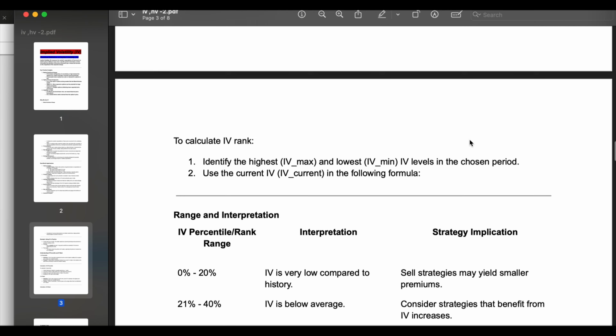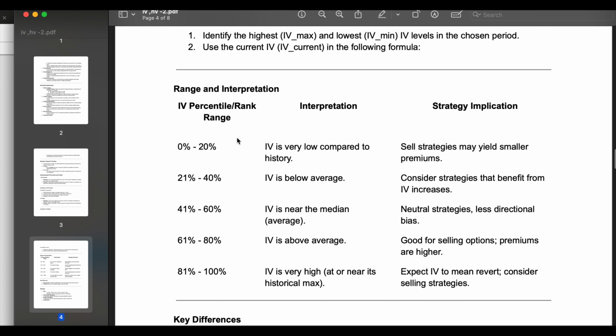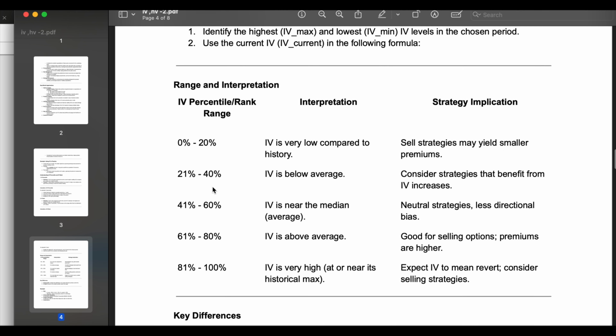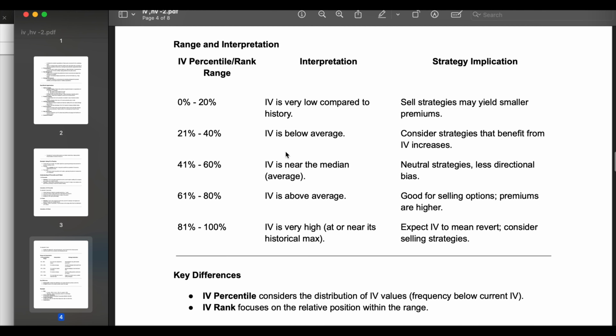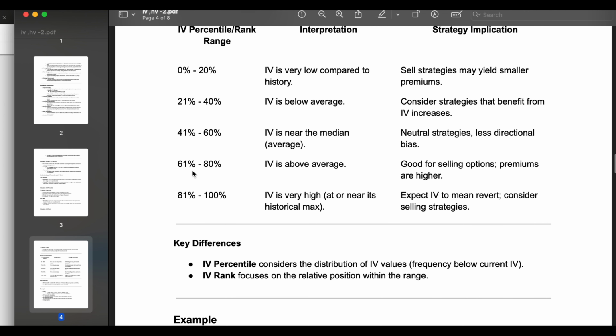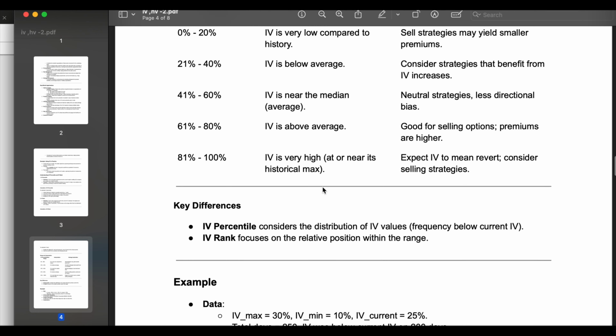Okay, see, these are some range interpretations. At 0 to 20%, IV is very low compared to history. A sell strategy may yield a smaller premium. And these are the ranges I have given, you can go through them. Like 41 to 60%, IV is near the median and a neutral strategy with less directional bias. 61 to 80%, IV is above average, good for selling options, premiums are higher.